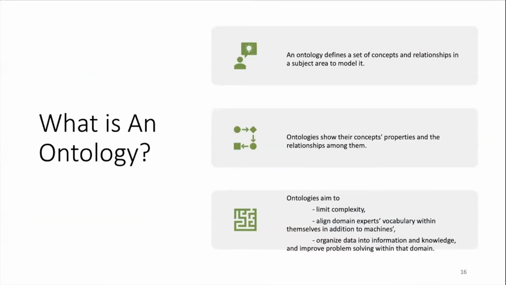Before we move on to that, I want to briefly give a definition of what an ontology is. An ontology defines a set of concepts and relationships in a subject area that we want to model mathematically. In ontologies, we see concepts, properties, and the relationships among different concepts. When we're building ontologies, we usually look at complex subsets of different disciplines. However, it is important to keep in mind that ontologies usually aim to limit complexity.